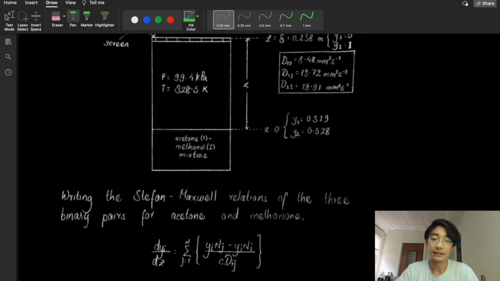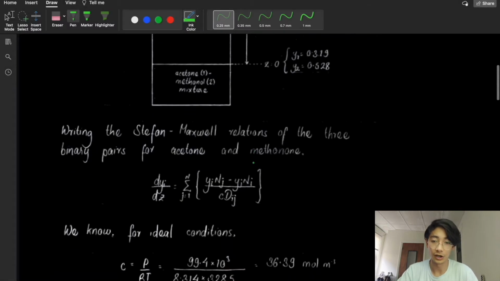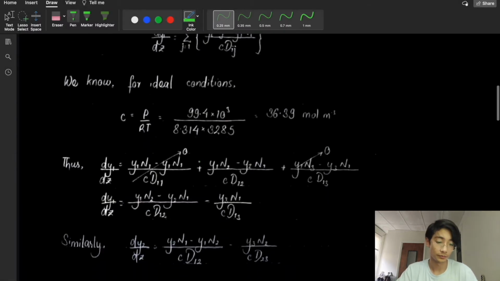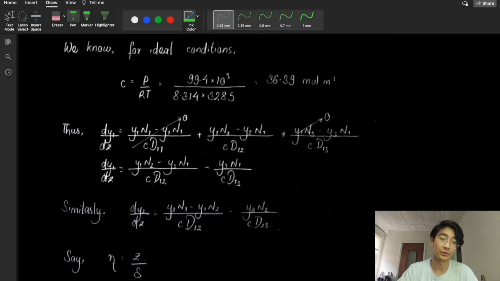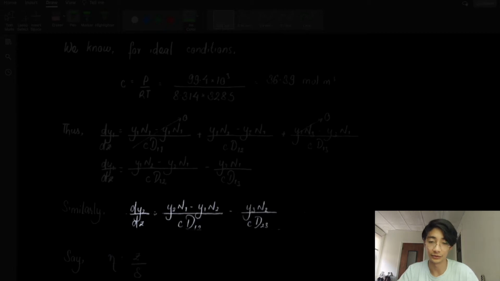So we know that the molar flux has to be constant throughout the length of the Stefan tube, and the molar flux of air at this region is equal to 0. So by that we conclude that it has to be 0 at all points in the Stefan tube. So that's the reason we say N3 is equal to 0. So we finally end up with this Stefan-Maxwell relationship for acetone, and by doing the same calculations, we can say that the Stefan-Maxwell relationship for methanol is that.